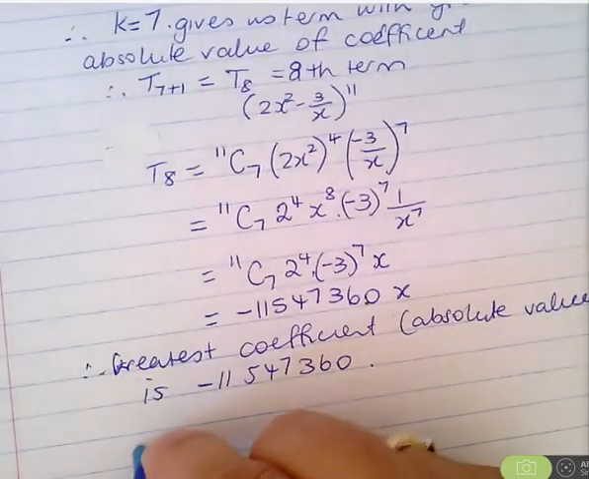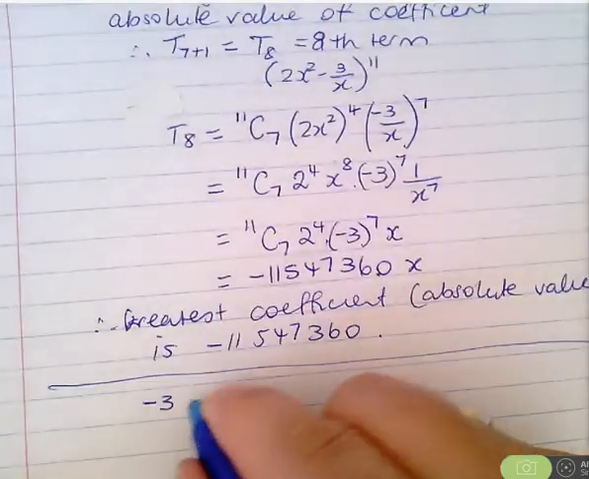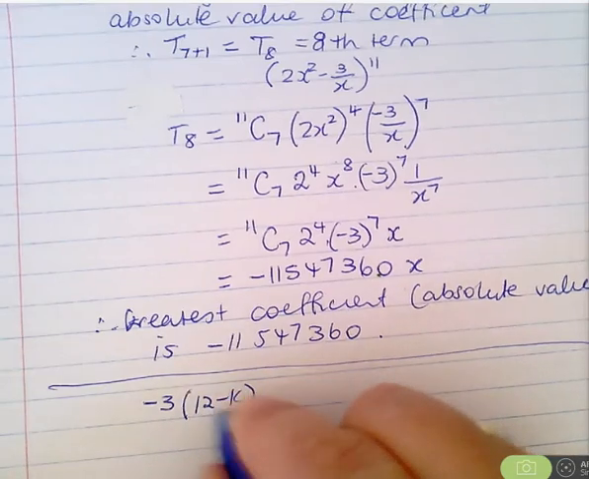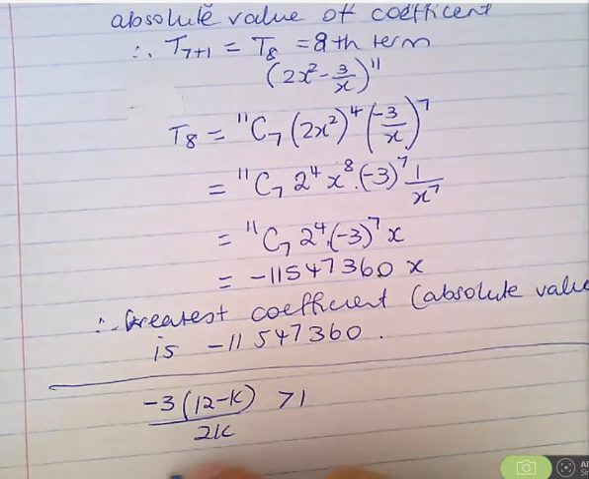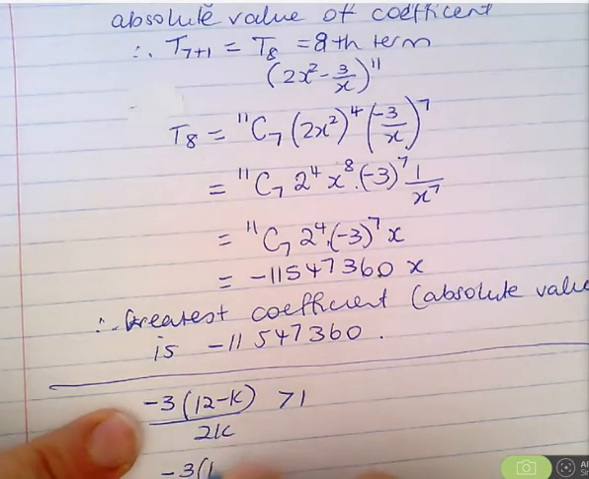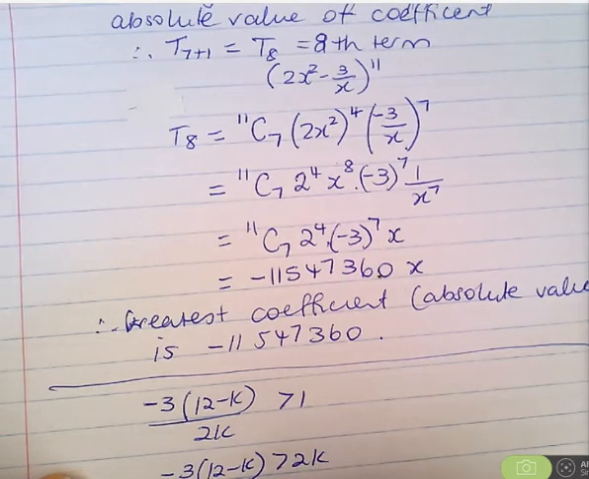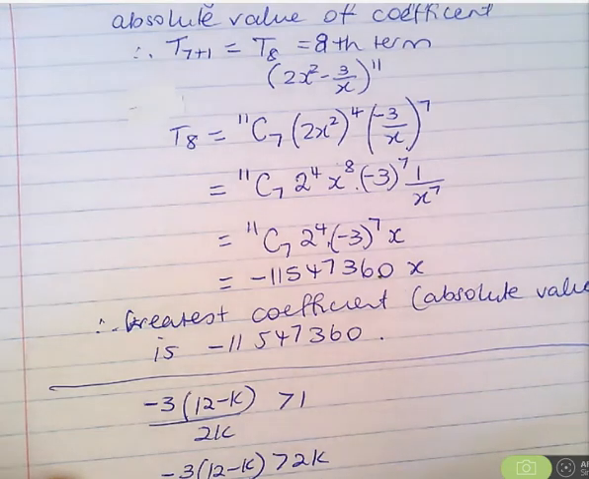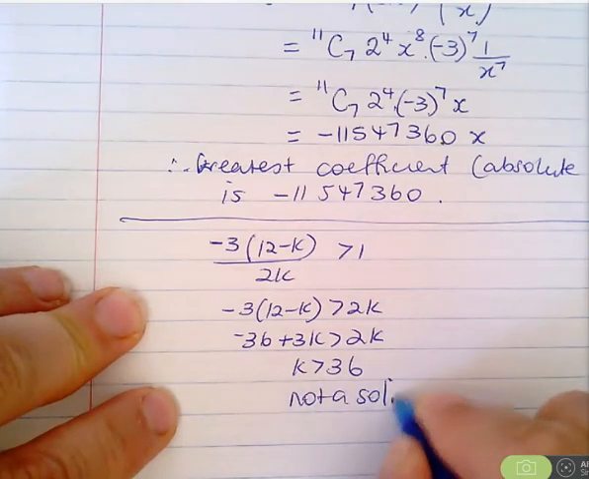This is what will happen. Okay, so we had -3. Now, just a typical error that you can make: -3, 12 minus k over 2k is greater than 1. If you do not take the absolute value, then this is what you'll get. -3 times 12 minus k is greater than 2k. -36 plus 3k is greater than 2k. And so we get that k is greater than 36.